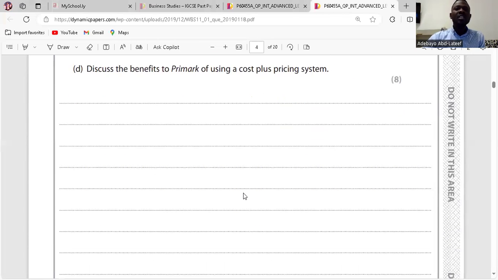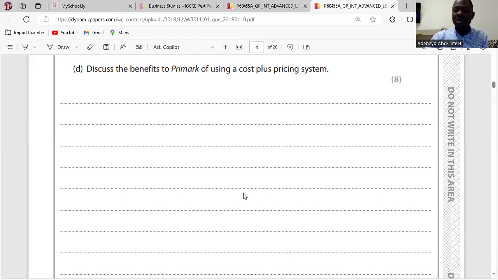Go to D. Discuss the benefit to Primark of using cost plus pricing. The first thing you have to do is, what is cost plus pricing? For cost plus pricing, it implies cost plus markup to obtain the price. That is cost plus pricing. So what is the formula for cost plus pricing? It is unit cost plus the markup percentage multiplied by the cost, which will give you the target price. I think it's clear.